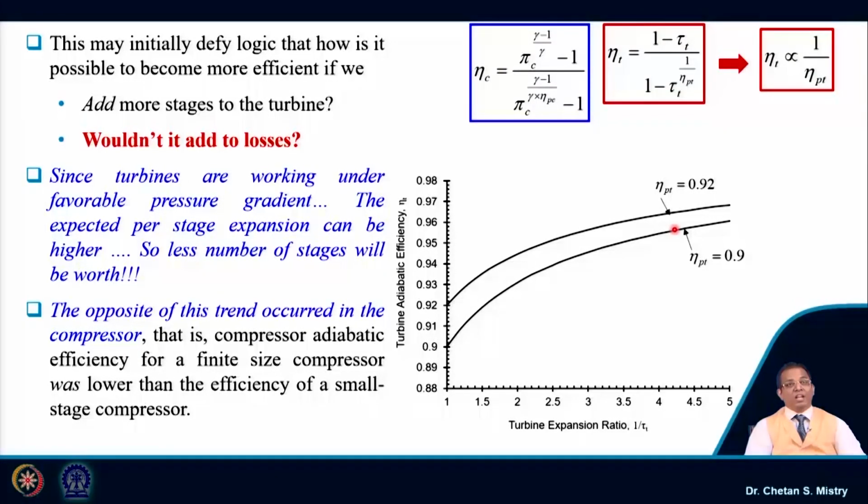if we are talking about the compressor, we have seen the compressor is working under adverse pressure gradient. I cannot go aggressively in terms of increasing the per stage pressure rise, and that is the reason we need to go with more number of stages.